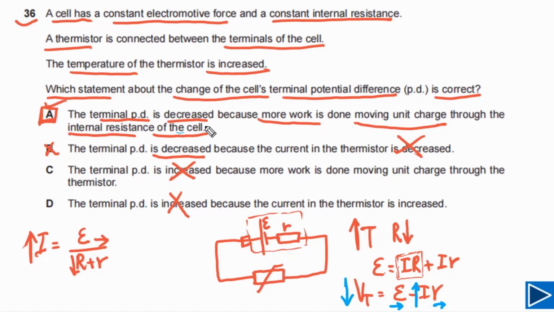Terminal potential difference in this case decreases because current has increased. If current increases, it means more charge is passing through the internal resistance. So more work has to be done. So that's the reason the terminal potential difference decreases.